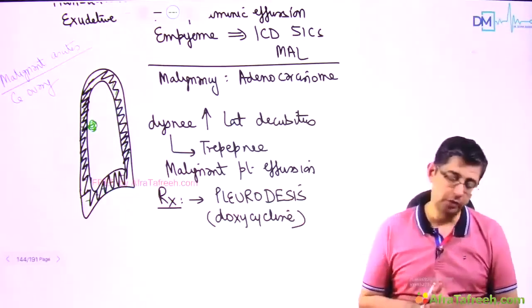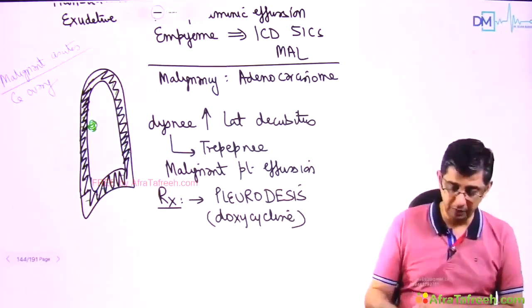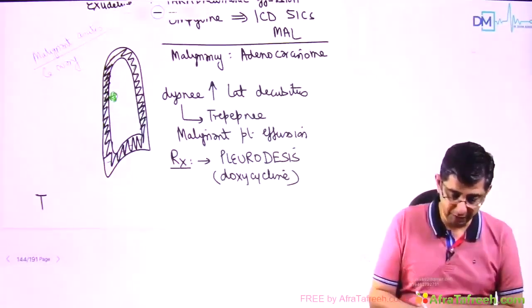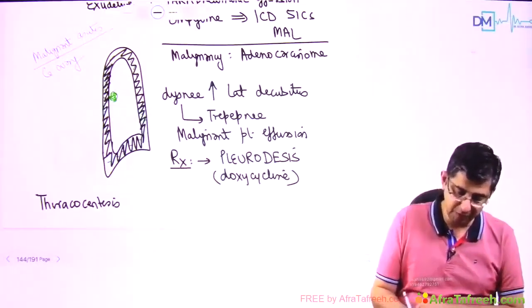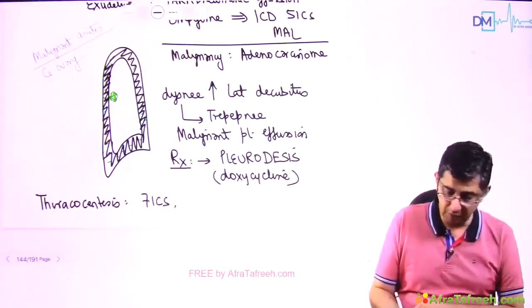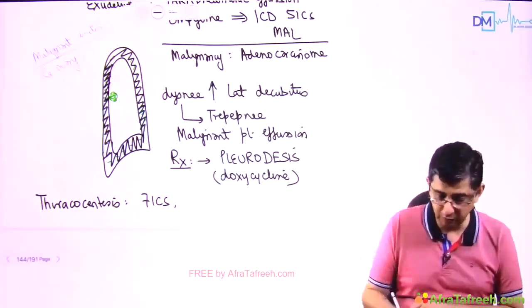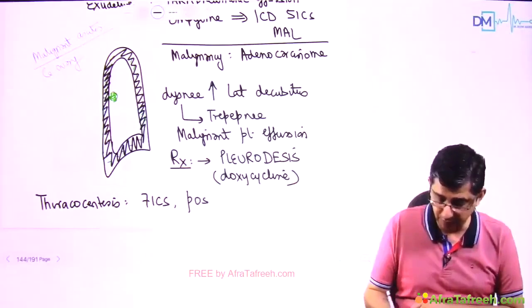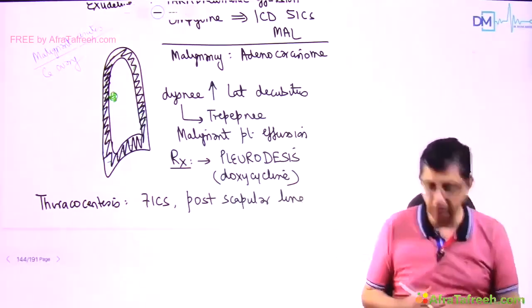So the pleural fluid will obviously keep on increasing in this particular patient. The preferred site for doing a thoracocentesis in any patient is as low as possible, preferably the 7th intercostal space in the posterior scapular line. So you have to stand behind the patient and poke the patient. So the posterior scapular line is the usual site where you put in the needle.